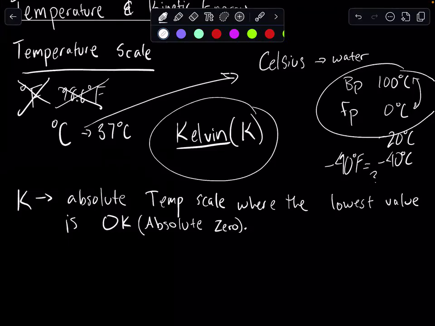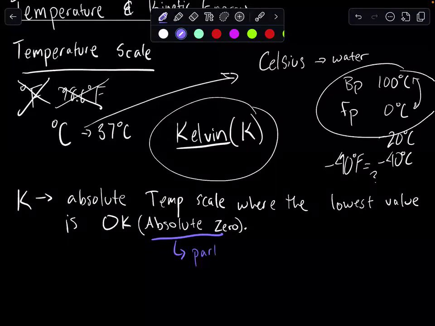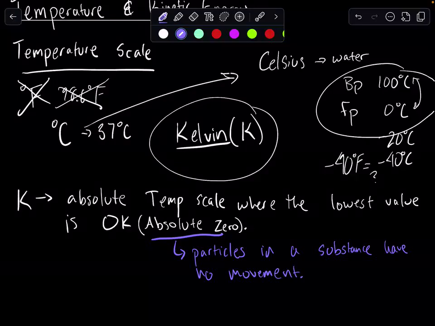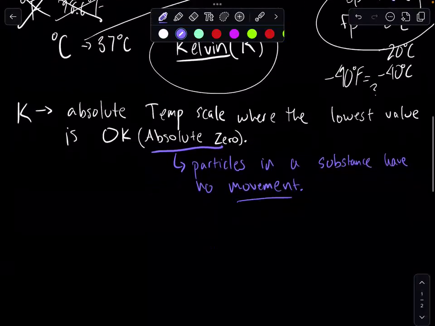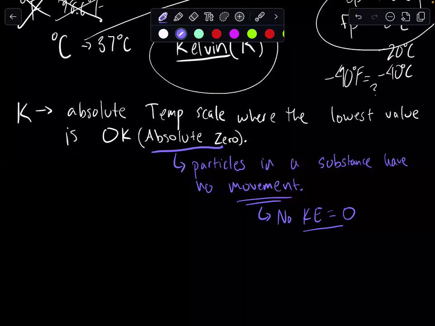Absolute zero has a lot of significance because at absolute zero, the particles in a substance have no movement. You'll remember that in solids, they still vibrate a little, but at absolute zero, there is no movement. And with no movement, that also means they have no kinetic energy. Kinetic energy is equal to zero. So at absolute zero, particles are not moving. Now that's impossible. We can't really get to absolute zero because particles will always be moving, but theoretically, that's what happens.